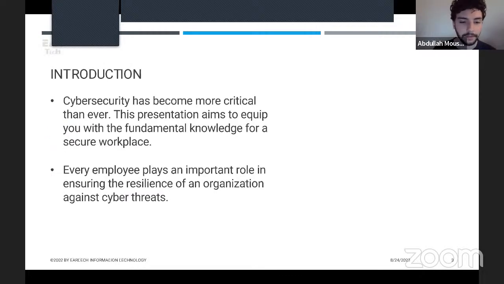Okay, so here's a little introduction. In today's rapidly evolving digital landscape, cybersecurity has become more critical than ever. The rise of cyber threats poses significant risk to not just corporations, but also individuals. This presentation hopefully aims to help you understand the fundamental knowledge needed to foster a secure workplace environment. Every employee plays a very important role in ensuring the resilience of an organization against cyber threats.